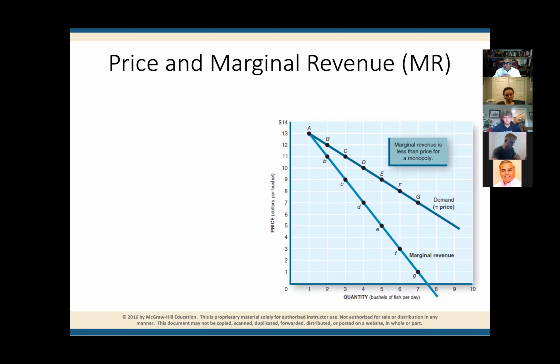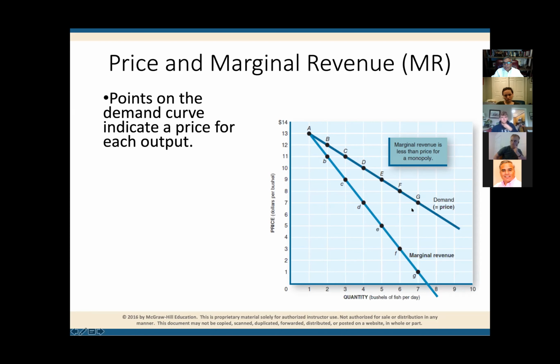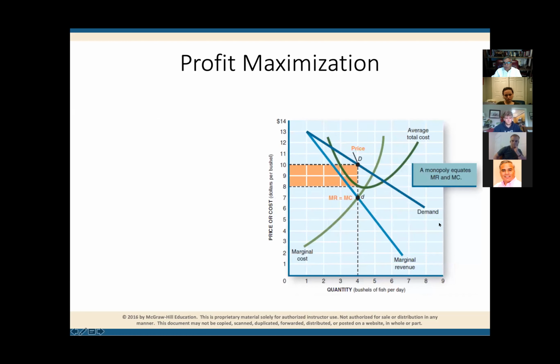The problem that they have is that in order to sell more units, they have to lower the price. Look, if they charge a price of 13, they can only sell one unit. If they lower the price to 12, now they can sell two units. But look what happened to the revenue. Before they were making 13, so now it'll be 12 times 2, which is 24. So the second unit only brought me $11. Right? And if I go to 11, the same story. So all you need to know is that marginal revenue tends to separate from the demand curve. And a monopoly will maximize profits by using the same rule that we have discussed. We stop producing where marginal cost equals marginal revenue, right here. We'll produce 4 units, and we will charge as much as the consumers are willing to pay.